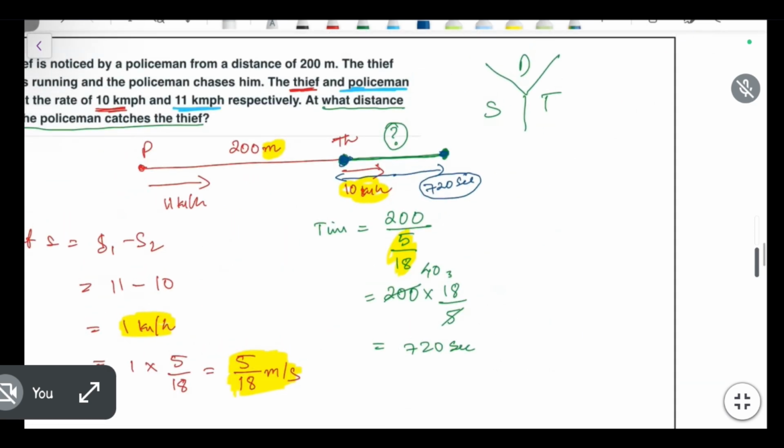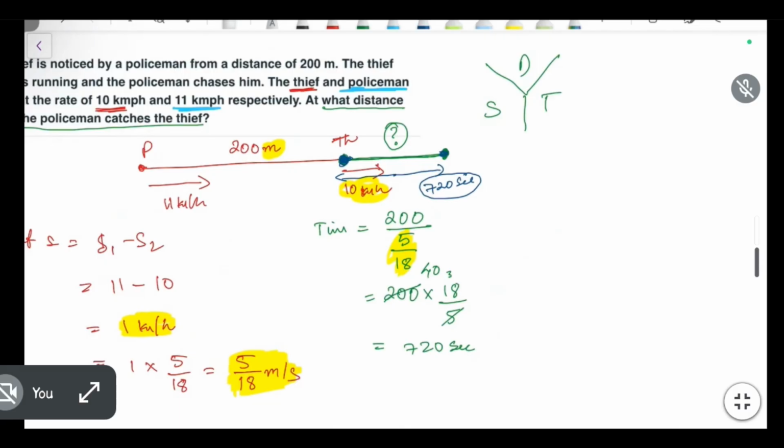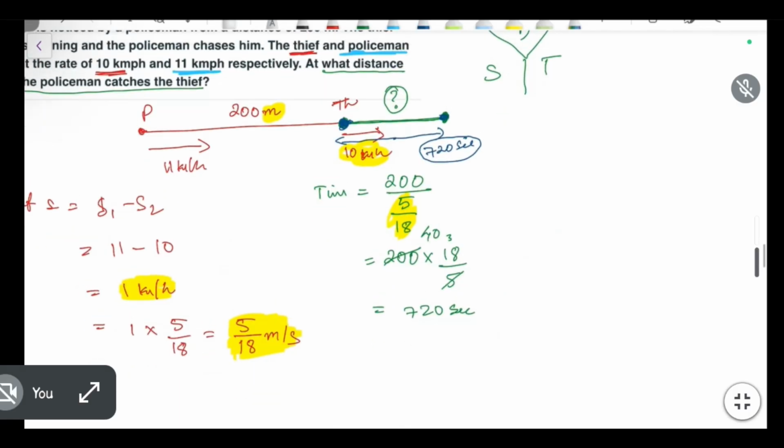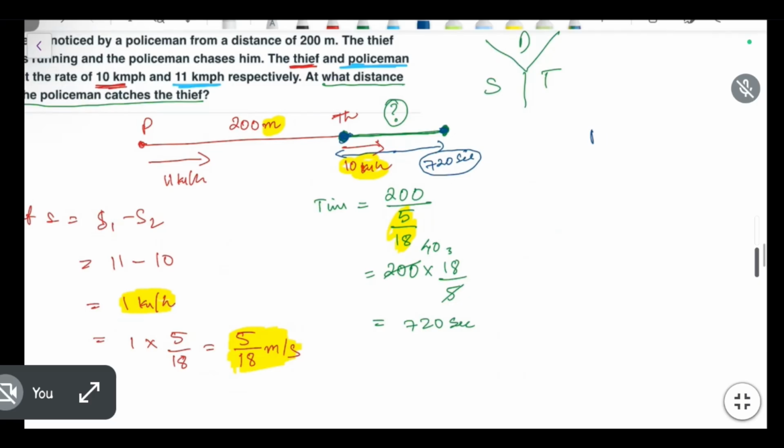So what I'll do is I'll do like this. Let me just cancel this box. We need to find the distance here. So which means distance formula is what? Distance formula is speed into time. According to this one, distance is nothing but speed into time. So what is distance? We don't know. And what is speed here? Speed here is 10 kilometer per hour.